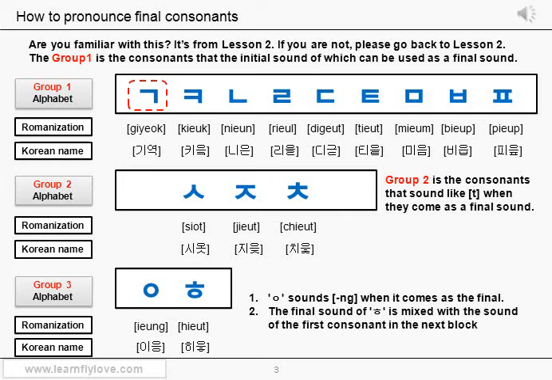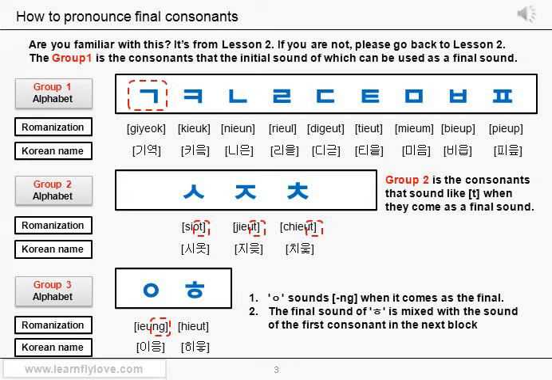And the consonants in the group 2 sound like English alphabet T or D when they come as a final in a block. Why D? Please check out the lesson 2 again. And the consonants in the group 3 are exceptions. Ing, the round consonant, sounds like English alphabet NG when it comes as a final in a block, like king, ring, or wing.